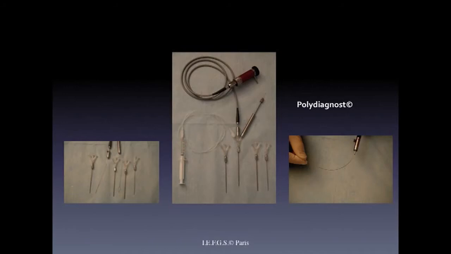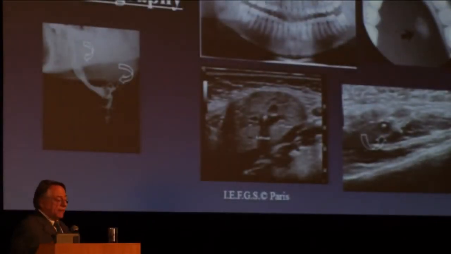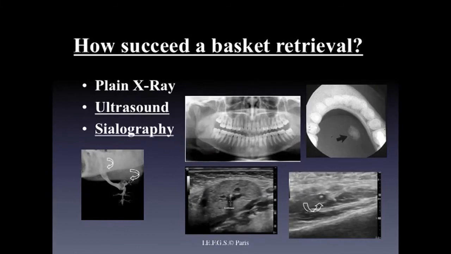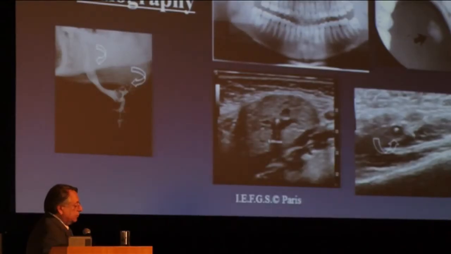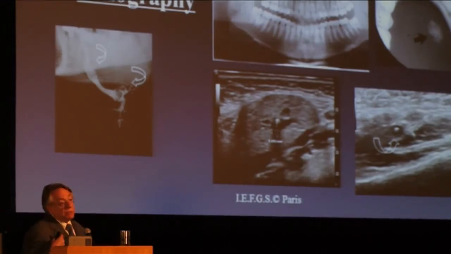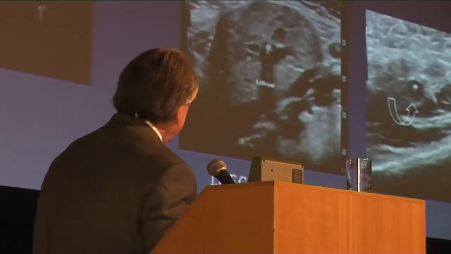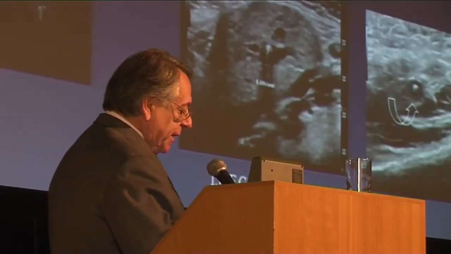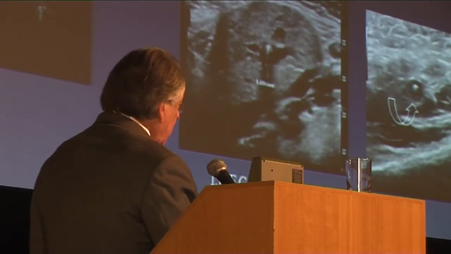Here you see the flexible endoscope. Well, how to succeed a basket retrieval? As Pascal told you, we have to do plain X-ray, ultrasound, and sialography. We do sialography because I'm a radiologist, and I continue to do sialography. And you will see that it is the best exam.